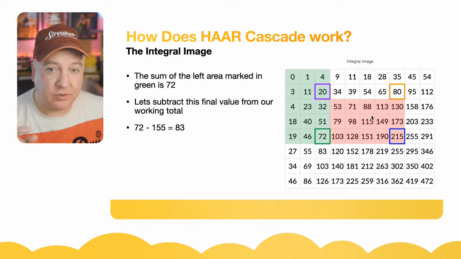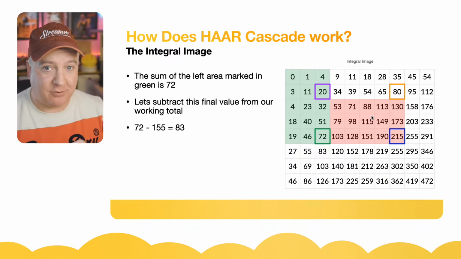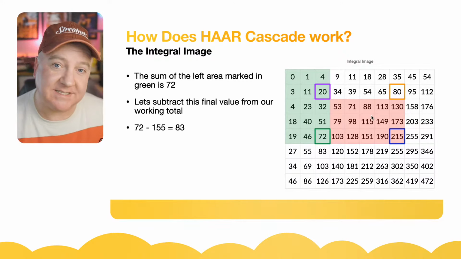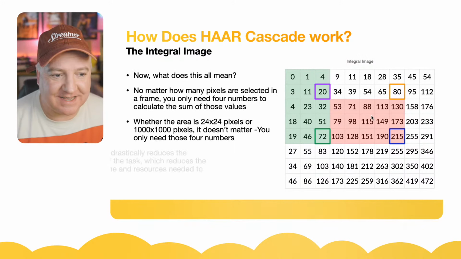And that means that we can then do that comparison with the other part of the feature that we're looking for, to see, is it higher or lower, and therefore does that feature exist in the area that we're looking for. So that's how these HAAR cascades work.